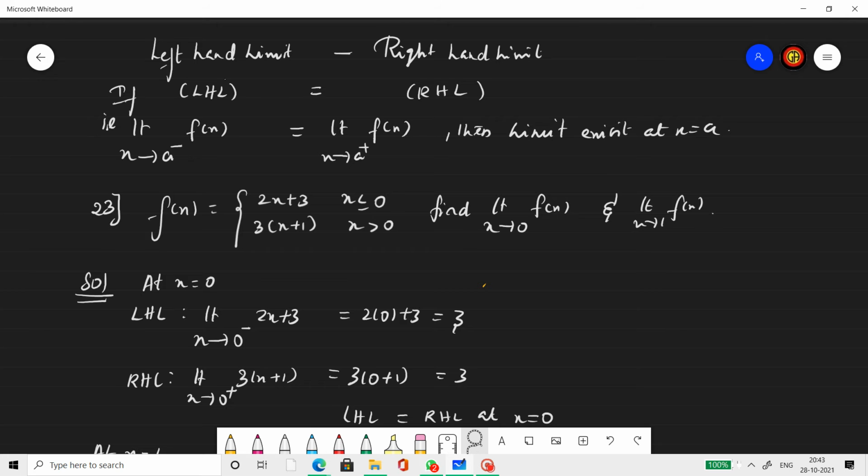Now, the method is: left hand limit, we write it as LHL, that states left hand limit, and then RHL, which means right hand limit. If left hand limit is equal to right hand limit, that is, limit x tends to a minus of f of x is equal to limit x tends to a plus of f of x, then it's said that the limit exists at a.